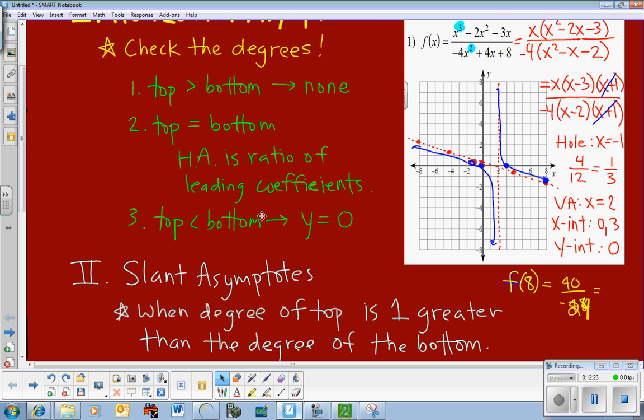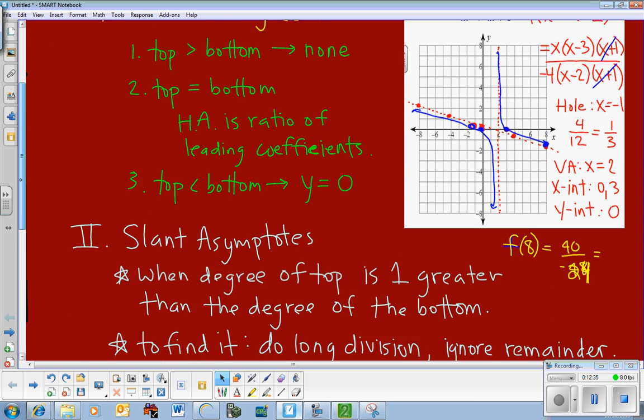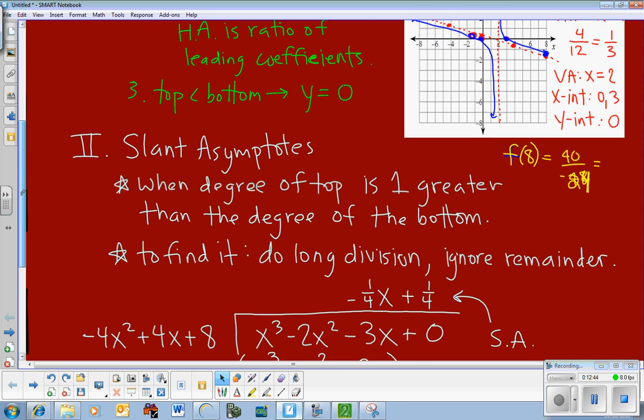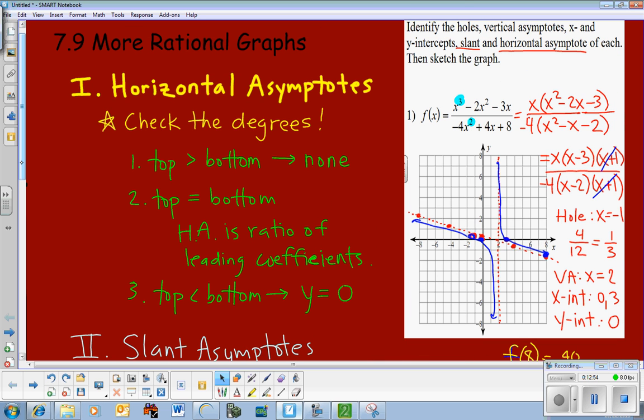Okay, so to wrap this thing up. We have done all but 2 of these things before. We've done some horizontal asymptotes as well, but officially now, horizontal asymptotes only depend on the degree. Slant asymptotes: if the degree at the top is 1 greater, we're going to do long division, ignore the remainder, and that line that you get, if you're looking for a linear equation, is the slant asymptote, and your graph should approach that just like any other asymptote. So that is going to wrap up our formal discussion on rational graphs. We're going to do lots of these to practice.